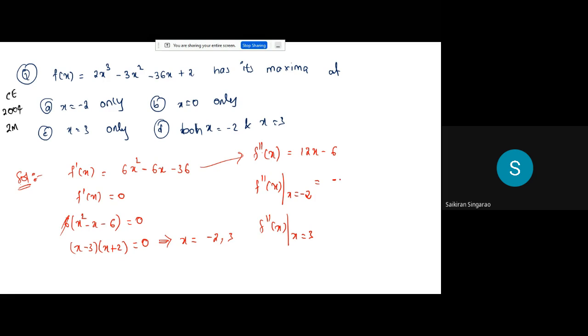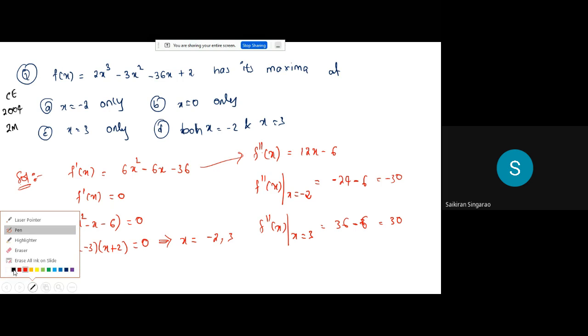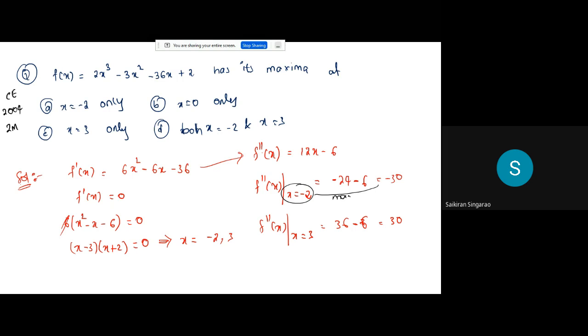So if you do it here, minus 24 minus 6. And this should be 36 minus 6. So this is coming as a negative value, this is coming as a positive value. If it is coming as a negative value, then that means this point is maxima and this point is minima. So which option is right? Perfectly, option A is correct.